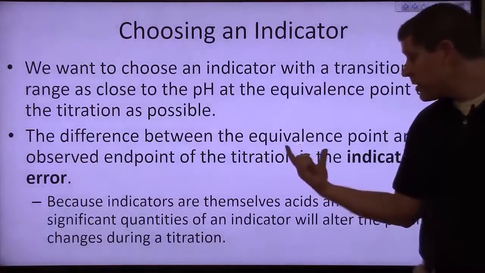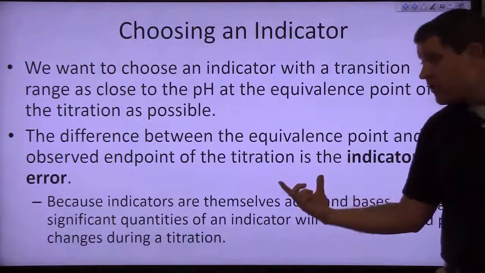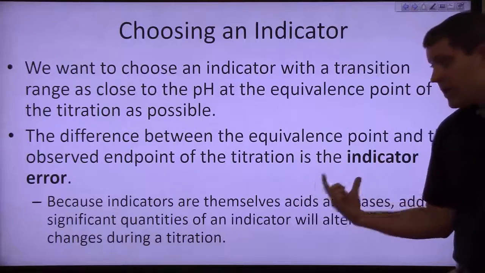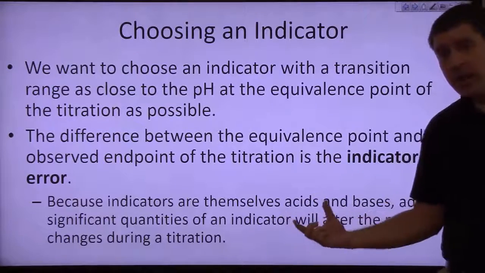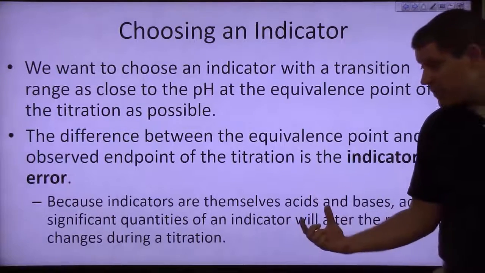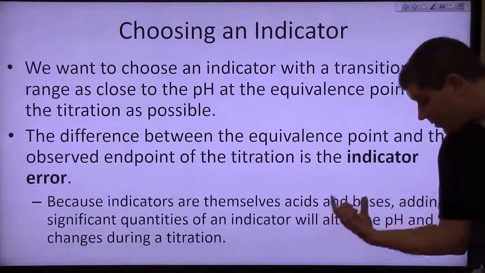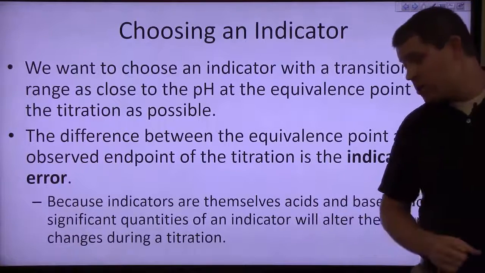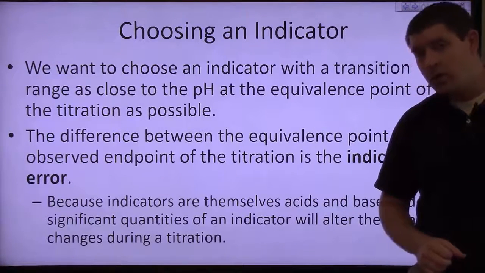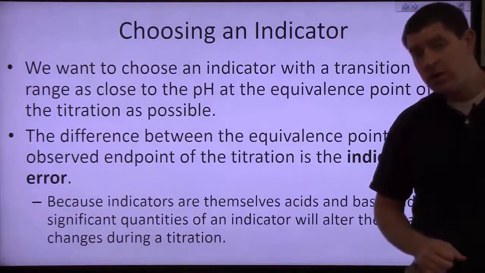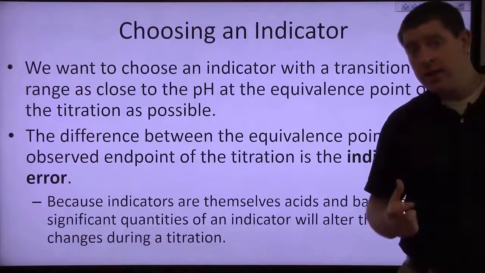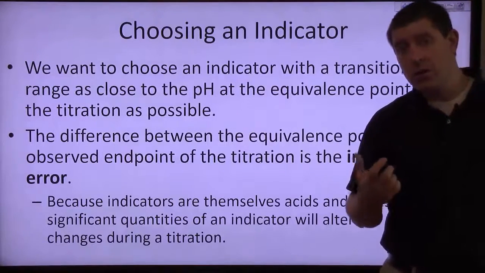Now, the difference between the equivalence point and the observed endpoint of the titration is called the indicator error. Now, because indicators are themselves acids and bases, significant quantities of an indicator will alter the pH and the pH changes during a titration. So you only want to use very small quantities of your indicator. That is, you need an indicator that will absorb very strongly in the wavelength of interest.